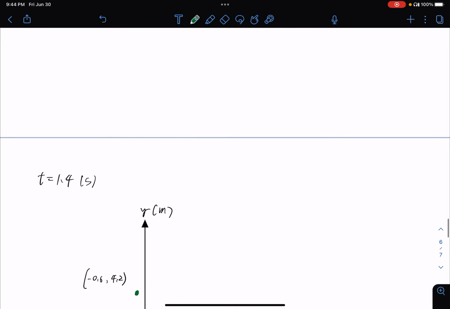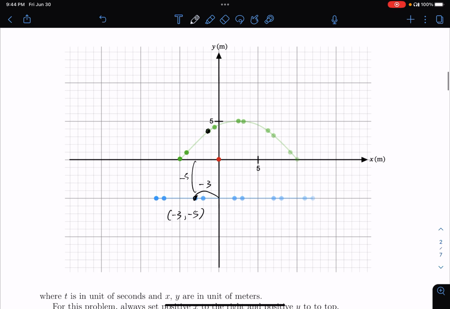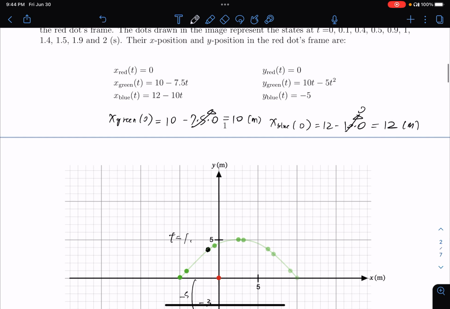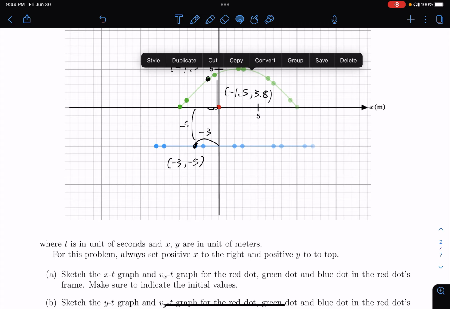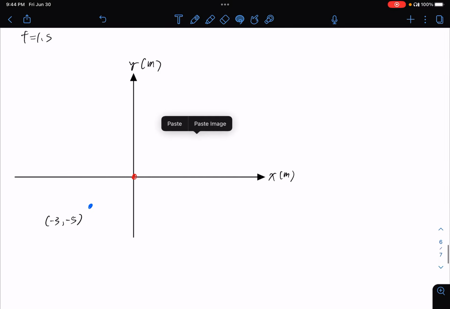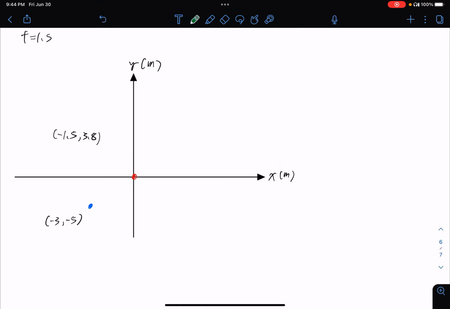For the green dot, this is t equals 1.5. It is at -1 and a little bit. Let's go with -1.5. And then we have 1, 2, 3, 3 and almost 4. Let's go with 3.8. So we have -1.5 and 3.8, yes. So the green dot should be around here.